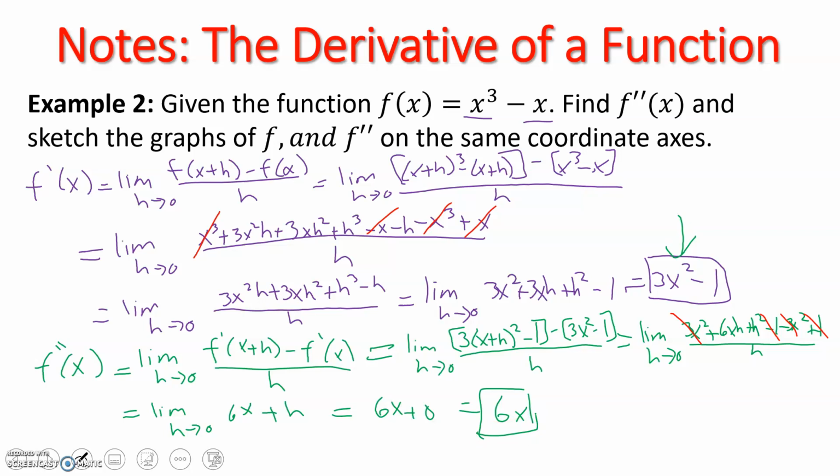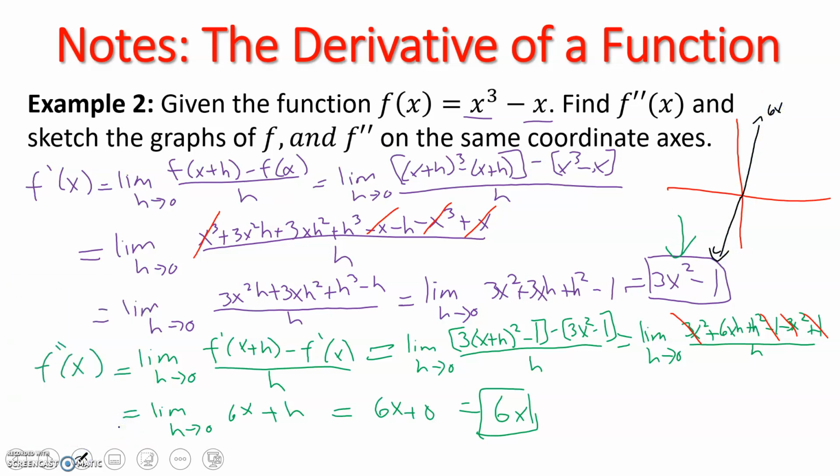Now, it says sketch a graph of these on the same coordinate plane. So let's see if we can make a small sketch here. So there's our coordinate plane, and we want to graph f, and it says f double prime. Let's actually graph all three. So we have here 6x. Let's just approximate that. So it's a linear equation with a relatively steep slope.